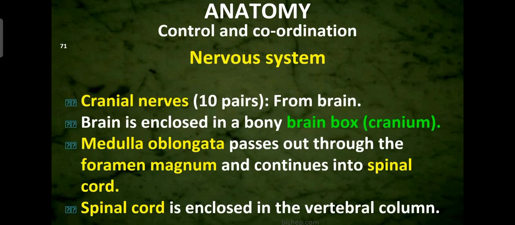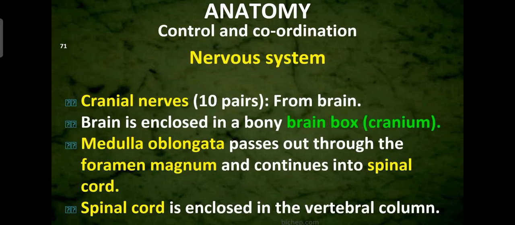So the main nervous system of the frog consists of cranial nerves. There are 10 pairs of cranial nerves going to the different parts of the frog, and these cranial nerves arise from the brain. So from the brain, how many pairs of cranial nerves are arising? 10 pairs of cranial nerves.